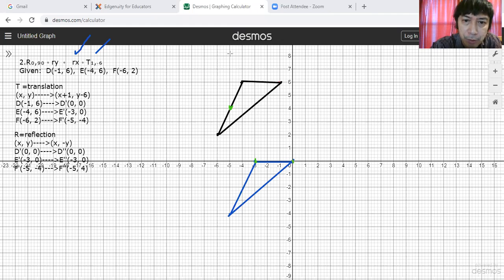Let me use straight lines. There. And of course, over there. That's the result of the reflection. Okay, so we're done with reflection.